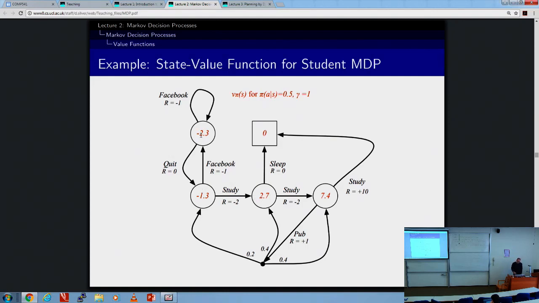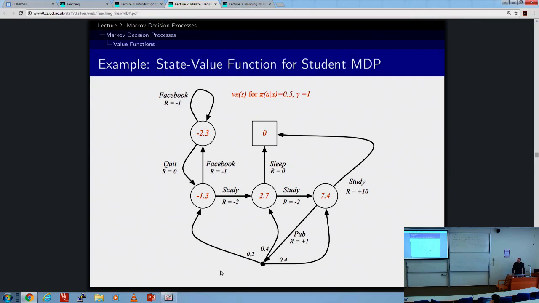So it's not very different from an MRP, I guess. The only difference is here, from this state, if I actually take the action of going to the pub, I don't know where I'm going to end up next. There's environment uncertainty there. If I actually take the action of studying, then I know I'm going to end up in this state, sleeping. But if I go to the pub, there might be a chance that I end up in this state, or this state, or this state.